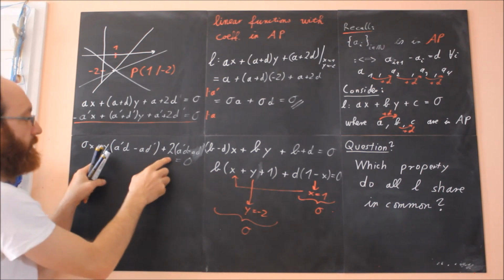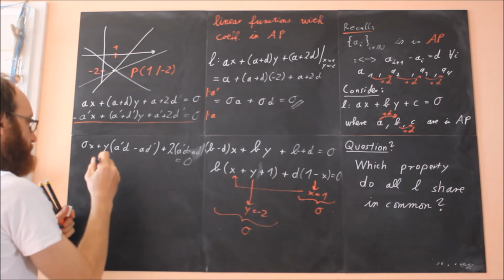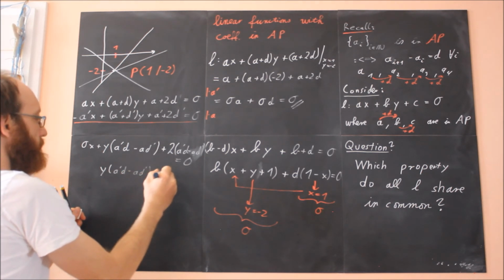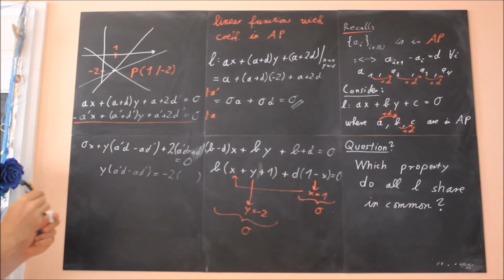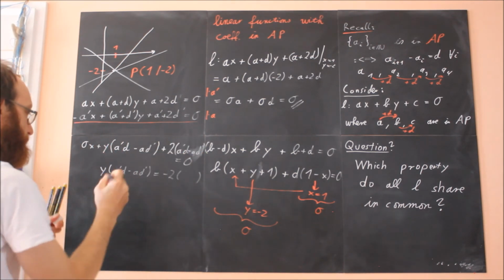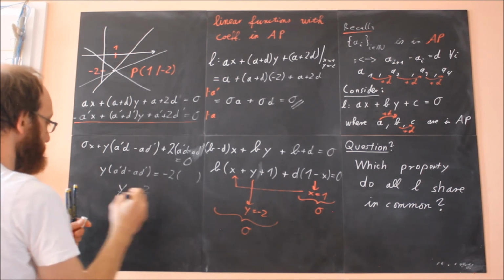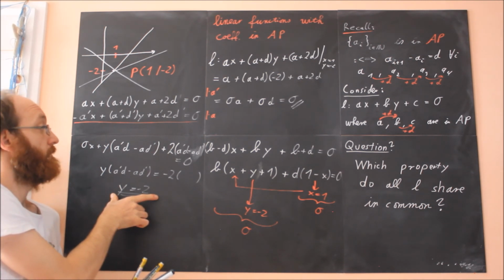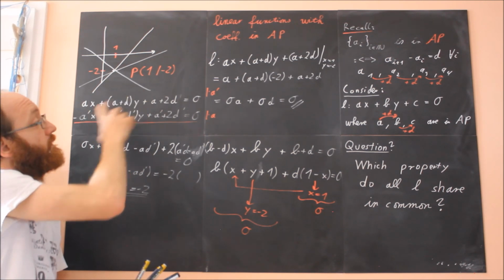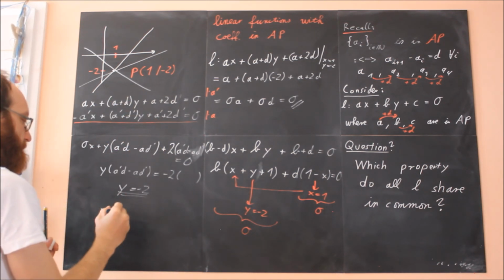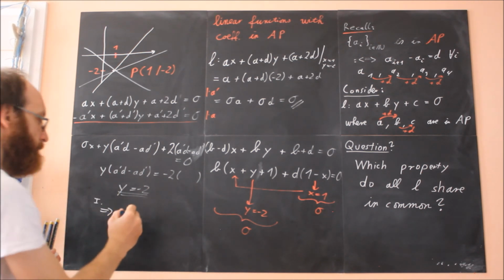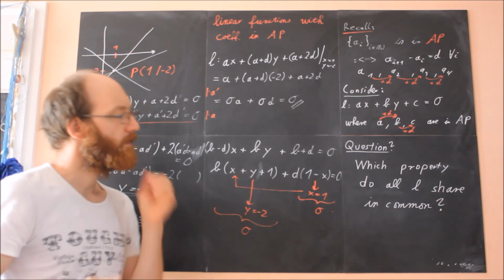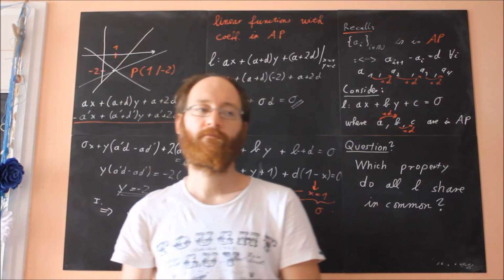Now we can see, if we bring that to the other side, we have y times (a'd minus ad') equals minus 2 times the same expression. So if we divide by that, we get y equals minus 2. And now with this y, we can go into one of those equations, and we see that this results in, for example, if we plug this in, x equals 1. Yeah, this is a very nice property in my opinion. Hope you liked it. See you next time, and bye.